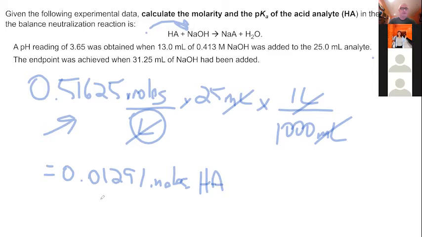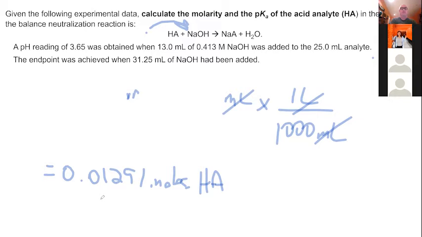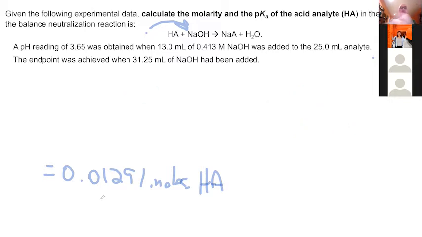So that's going to be important because it will tell us how many moles were left after we added 13 mL. So that's what I had at the beginning. So I'll just write down the beginning. So how many moles of HA am I going to have after I've added 13 mL of hydroxide? How am I going to determine that?